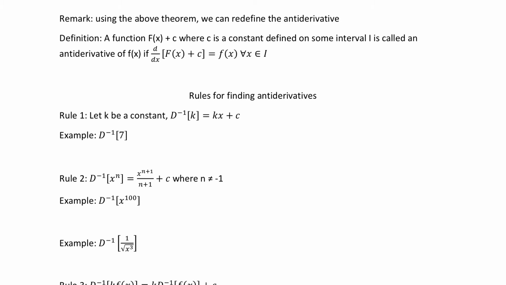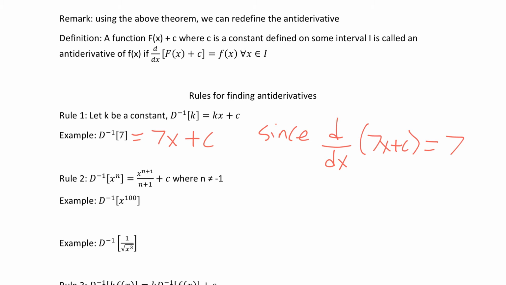So the first rule here for finding antiderivatives, let's let k be a constant. The antiderivative of k will be k times x plus c. So let's take a look at this example. Suppose we have the antiderivative of 7. Well, that will be equal to 7x plus c. And of course that is true, since the derivative of 7x plus c equals 7. When thinking about antiderivatives, we want to find the answer so that when we take the derivative, we get back to where we started.